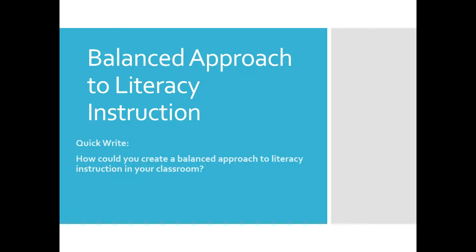You should have read the chapter from Tompkins before doing this presentation, so hopefully you have an idea of what's expected, what some of the words are, and what some of the theories and topics are. But I want you to think about, and write for 1 minute, 30 seconds, about how you could create a balanced approach to literacy instruction in your classroom. I would pause the video and take that minute or so to write, and then continue once you have finished your quick write.